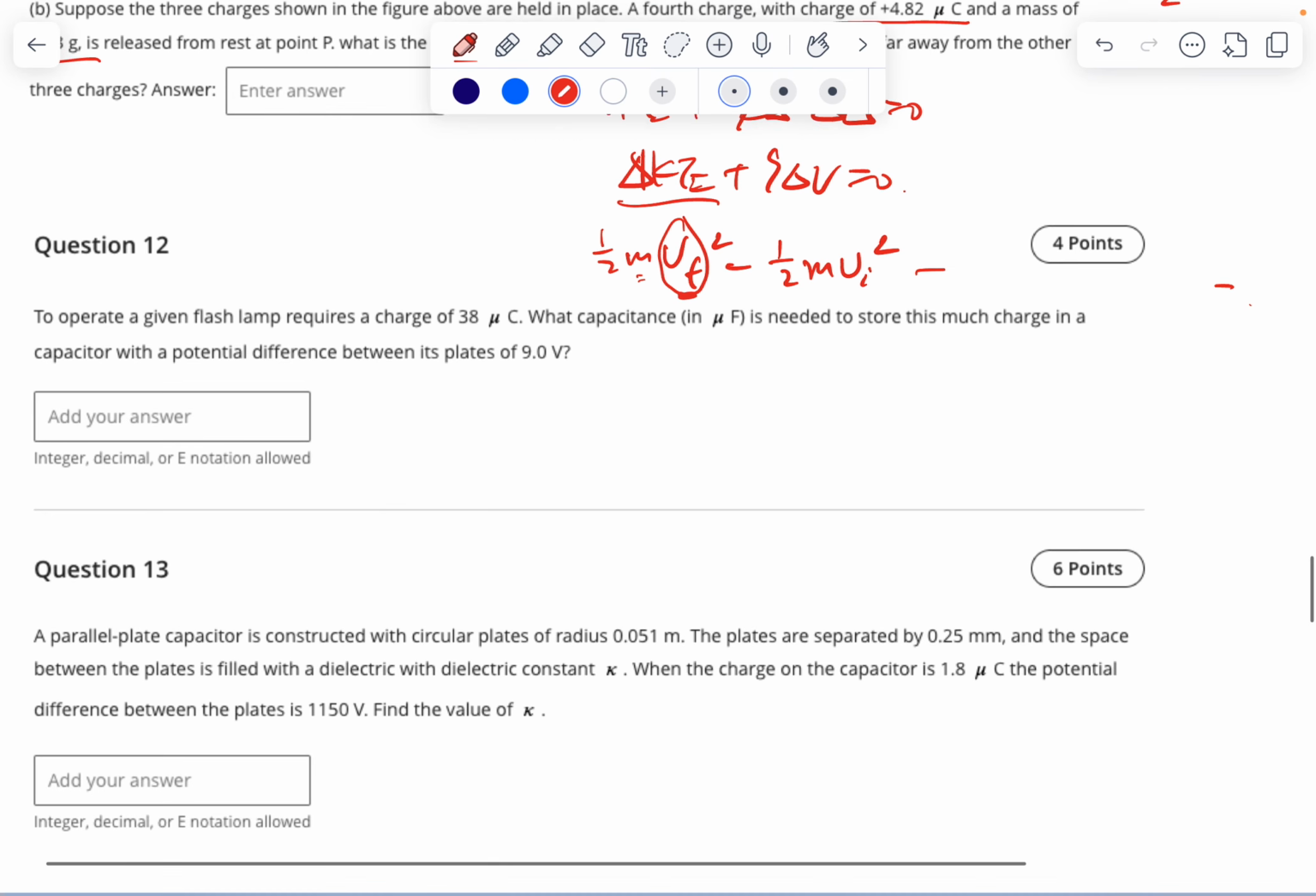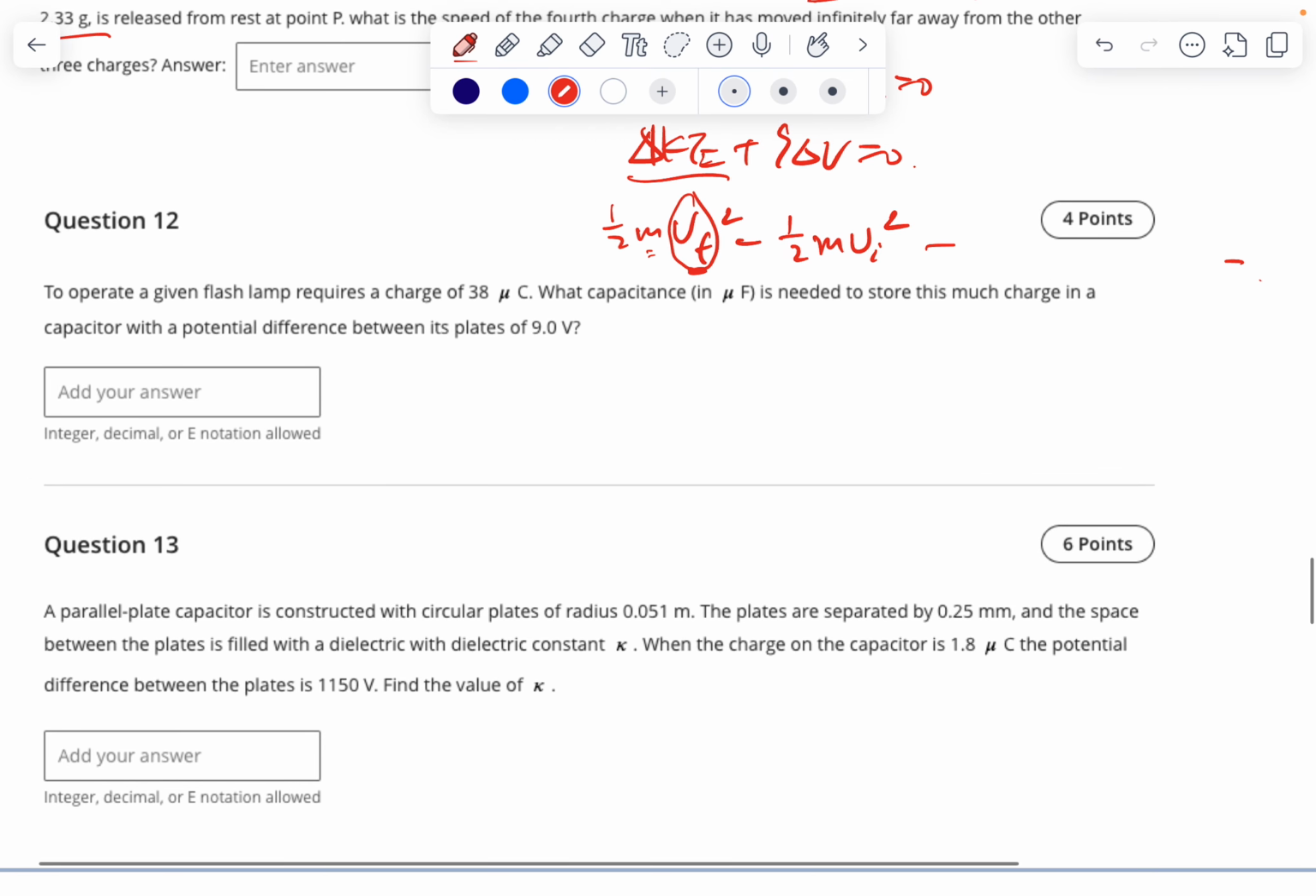To operate a given flash lamp requires a charge. This is the amount of charge you have. What capacitance is needed to store this much charge in a capacitor with a potential difference between its plates of this? Okay, all right. So in this problem, we know the amount of charge on a capacitor is 38 microcoulomb.